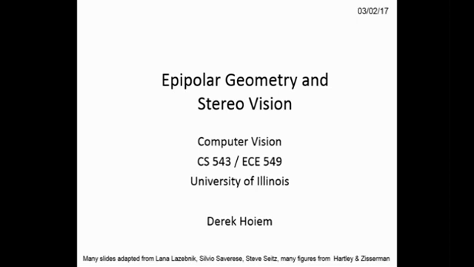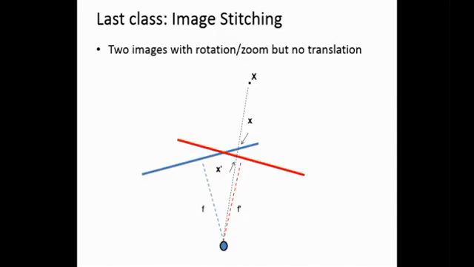So today we're going to talk about epipolar geometry and stereo vision, which is relating two cameras from different positions. Last class we talked about image stitching, which is trying to relate two images that are taken from the same position but different orientations, and then using that relation to project all the pixels onto the same surface.